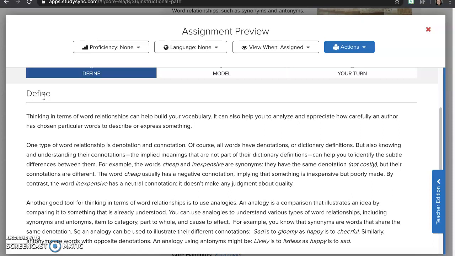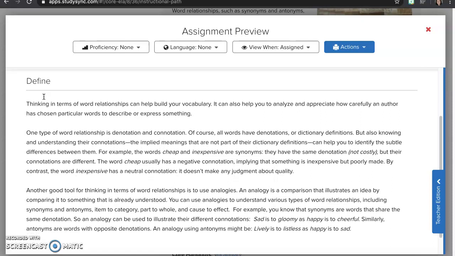For example, the words cheap and inexpensive are synonyms. They have the same denotation, not costly, but their connotations are different. The word cheap usually has a negative connotation, implying that something is inexpensive but poorly made. By contrast, the word inexpensive has a neutral connotation. It doesn't make any judgment about quality.